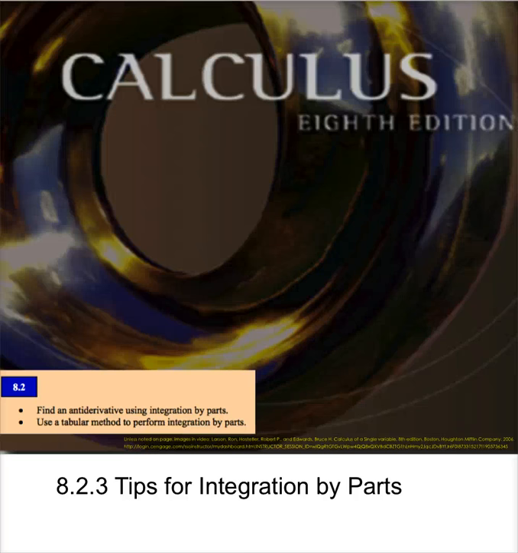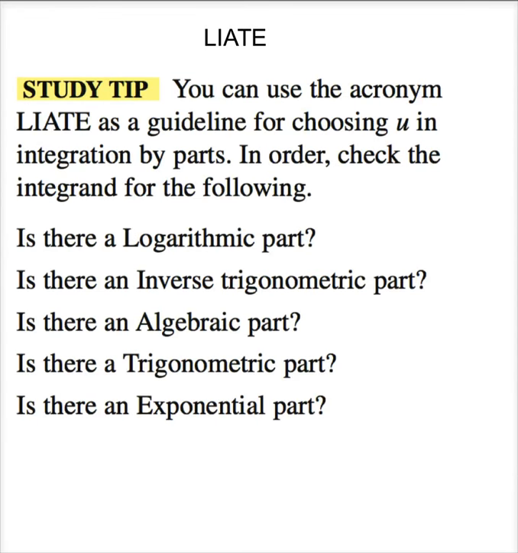There are some general tips and guidelines when you're doing integration by parts. A common acronym is LIATE. You can use this for choosing what you want u to be. In order, check the integrand. First of all, is there a logarithmic part? Remember, you can't take the integral directly of log. So if there's a log of x in there, you probably want this to equal u.